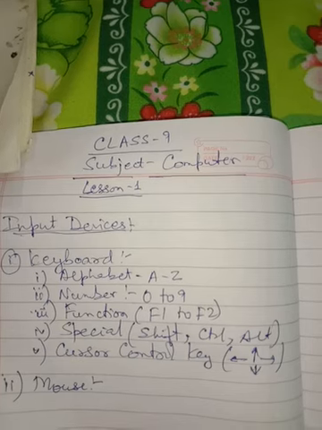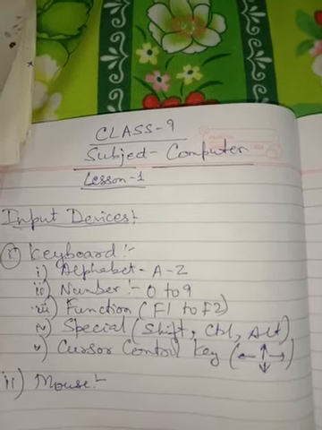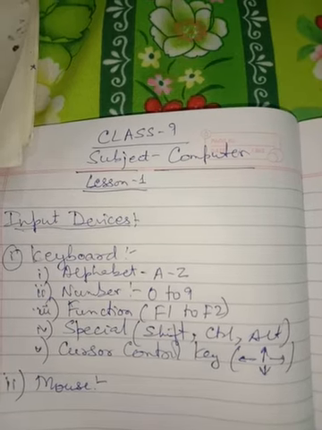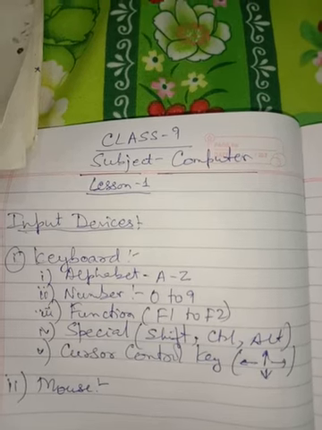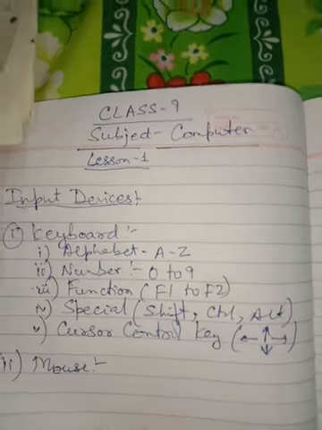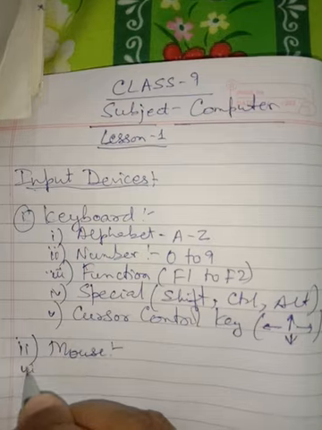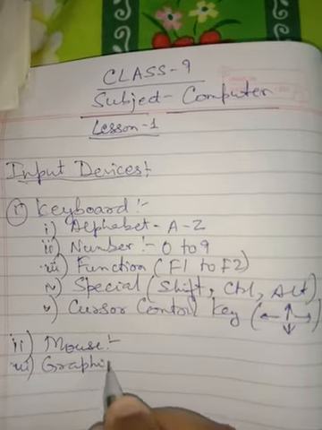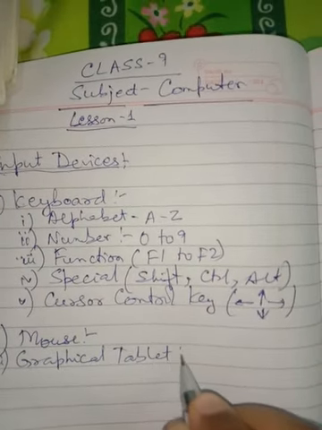So generally we have three types of mouse: mechanical mouse, optomechanical mouse, and optical mouse. The mouse is a pointing device. It is also a GUI, graphical user interface, based device with the help of which we can work easily on the screen. The third is the graphical tablet.